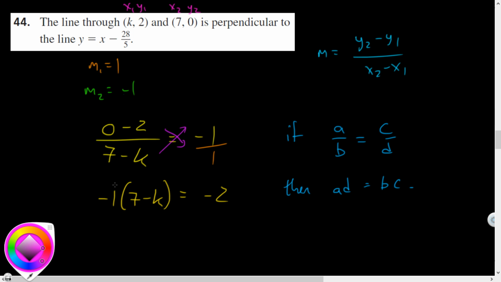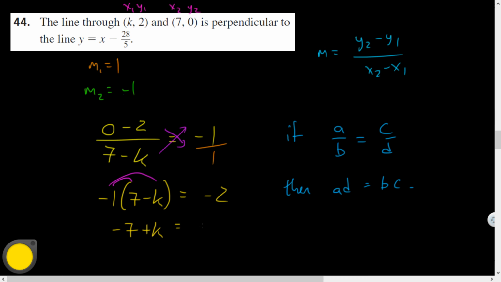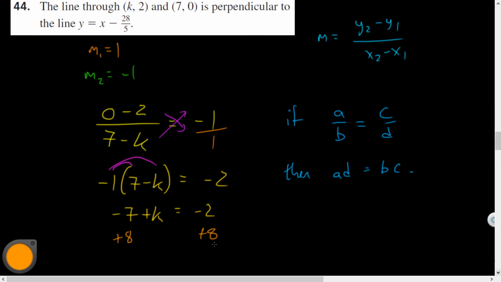Let's distribute this -1, and I will get -7 plus k. Hey, my k became positive after all. And then I would solve by adding 7 to both sides. And it looks like I get k is equal to 5. K, almost there. K equals 5.